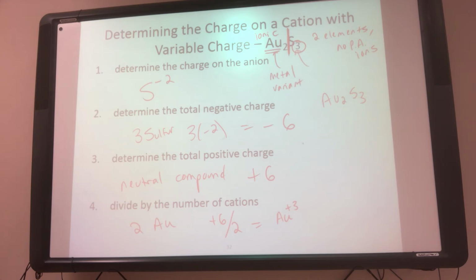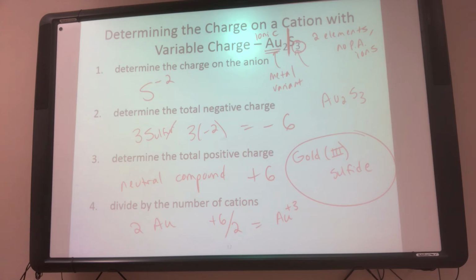So now I can name it. So what is Au? Au is gold. Then I have to put the 3 in Roman numerals. And then sulfur. Since it's sulfur, I drop the ending and add sulfide. So gold(III) sulfide.